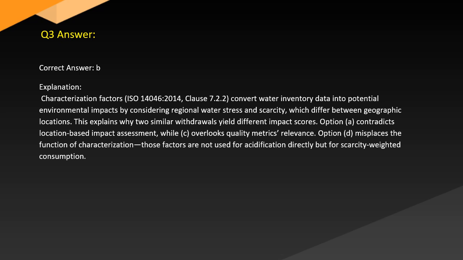Option A contradicts location-based impact assessment, while C overlooks quality metrics relevance. Option D misplaces the function of characterization. Those factors are not used for acidification directly, but for scarcity-weighted consumption.